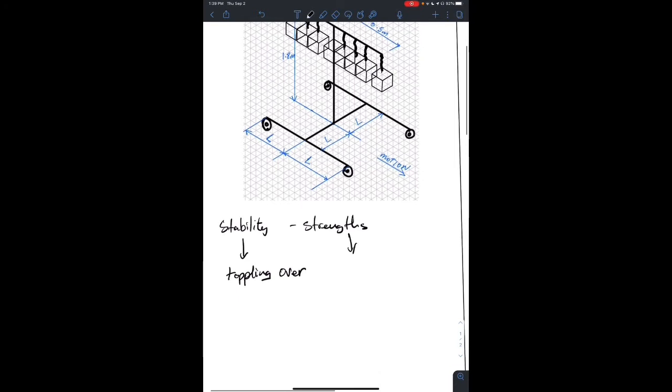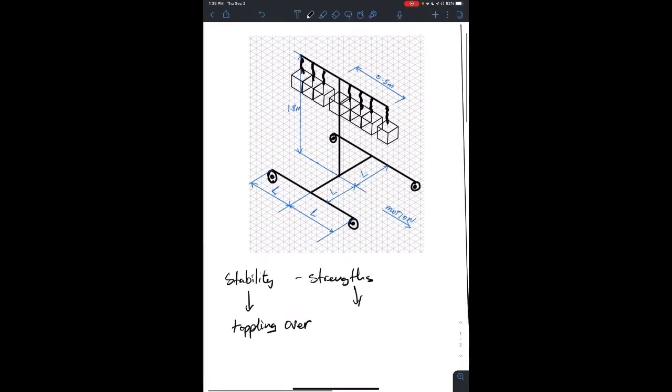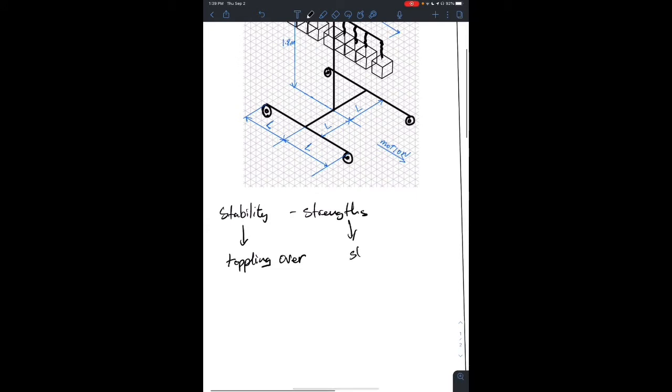This is to ensure that the members themselves, in this case a pipe section, are not overstressed. We want to ensure that the stress is not large enough to cause failure.